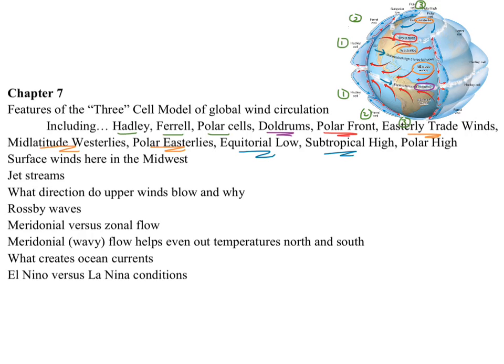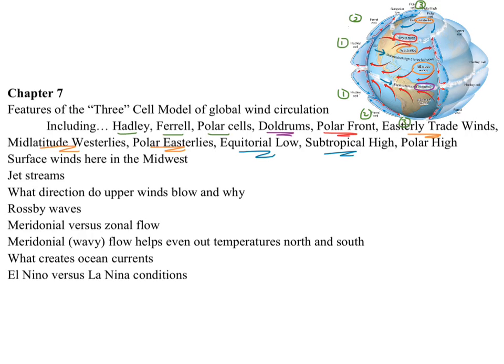The polar front is actually between, remember, the Ferrel and the polar cell. And then we get to the surface winds. They kind of alternate. Easterly trade winds are associated with the Hadley cell, mid-latitude westerlies are associated with the Ferrel cell. Actually, that's where we are. The polar easterlies are associated with the polar cell.